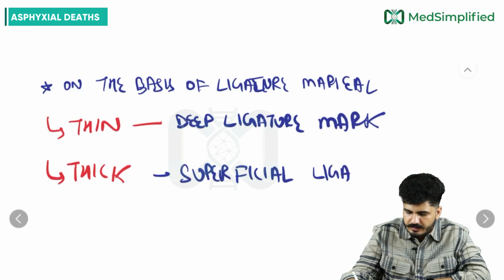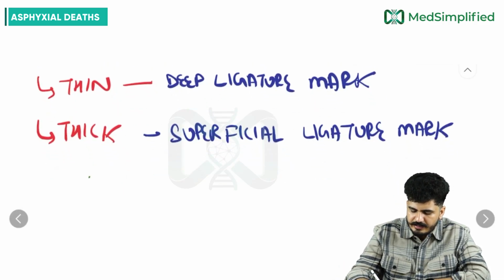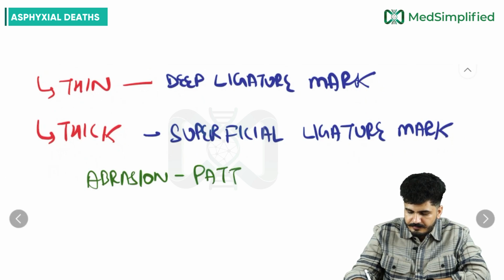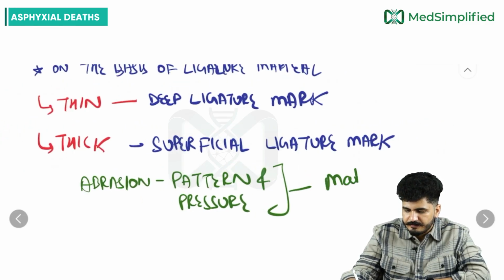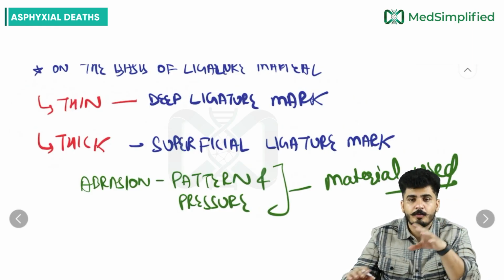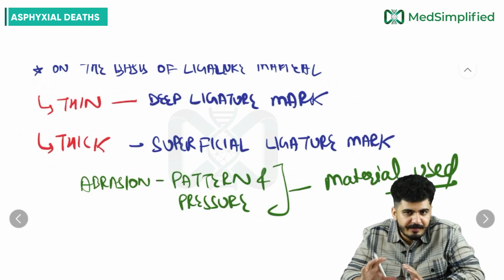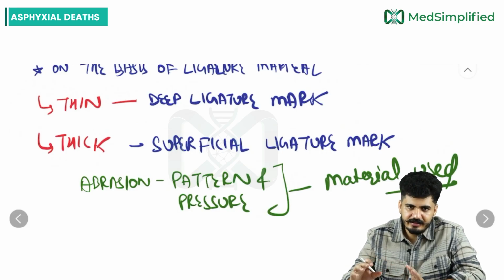Superficial ligature mark. There will be a superficial ligature mark, and there will be abrasion, pattern and pressure. Pattern and pressure will help us to tell the material used. A material can be anything: a dupatta, a rope, a wire, anything. On the basis of abrasion, we can figure out whether it is thin or thick, or what type of material was used for the death, my dear friends.